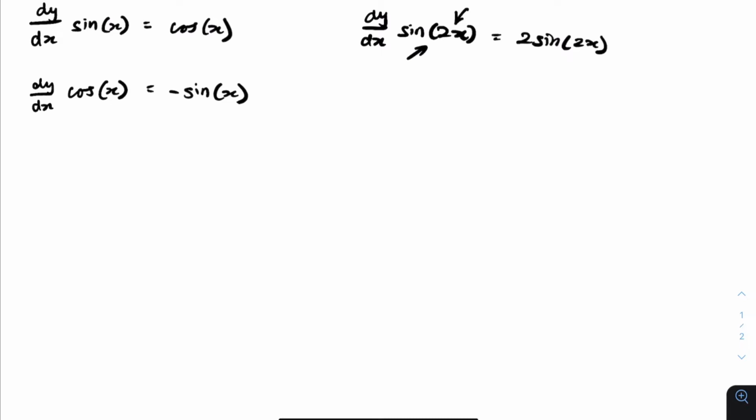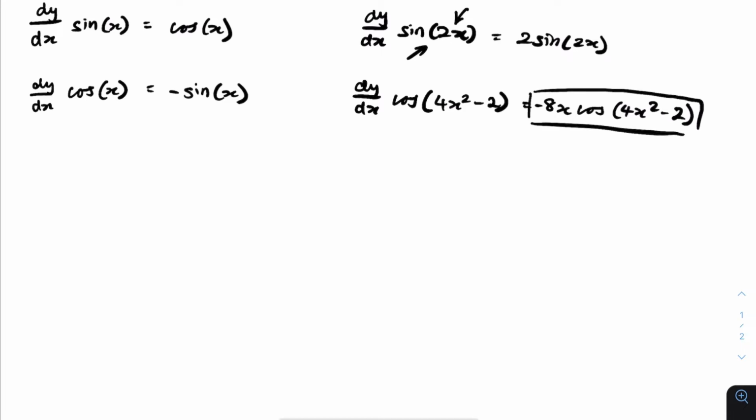For example, let's just take another one with cos this time. If we had dy over dx of cos 4x squared minus 2, that would become, 4x squared minus 2, let's first differentiate that. That's 8x. So that would become negative 8x, because remember cos becomes negative sine. Negative 8x cos 4x squared minus 2. So that's essentially just the basis of how you differentiate sine and cos. Pretty simple. You just take whatever is in the bracket, multiply it by the new function.